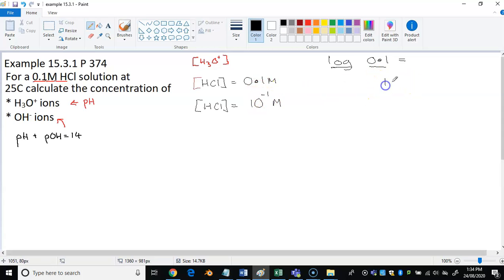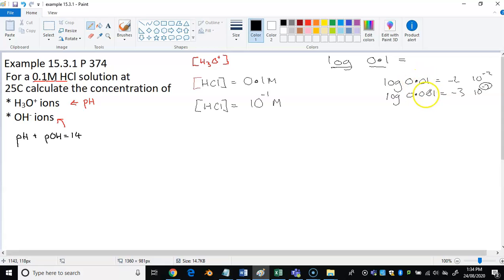So if, for example, you did log 0.01, you're going to get -2. If you did log 0.001, you're going to get -3, because that's 10 to the -2, this is 10 to the -3, and so on. And so that gives us the index value.